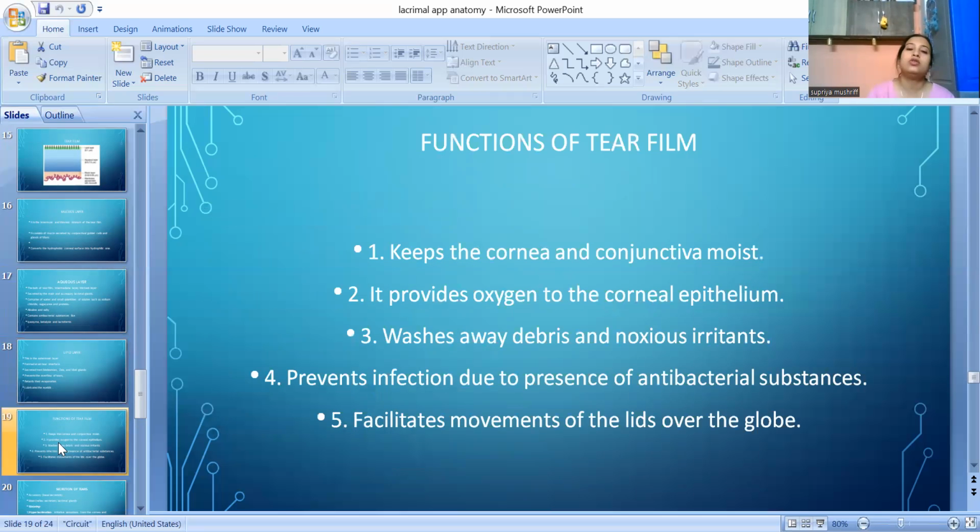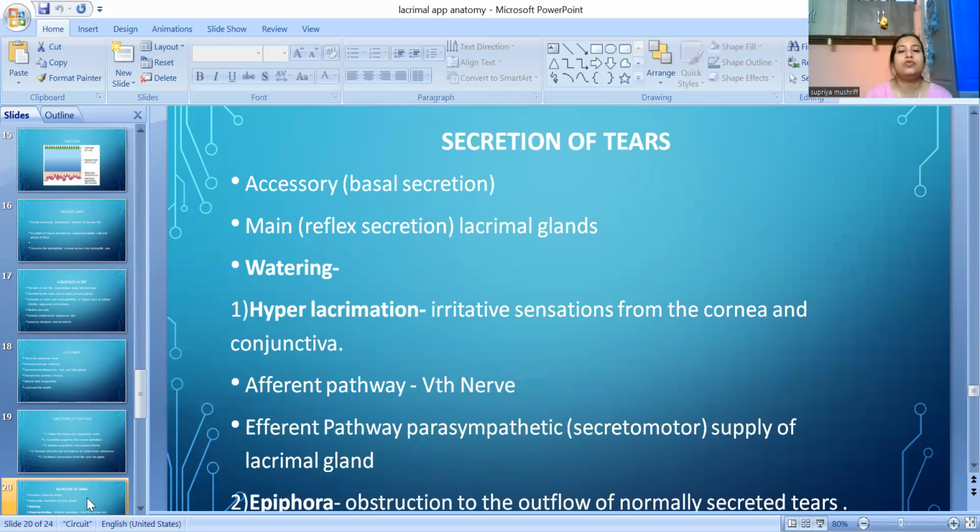Functions of the tear film include keeping the cornea and conjunctiva moist. It provides oxygen to the corneal epithelium, washes away debris and noxious irritants, prevents infection due to the presence of antibacterial substances, and facilitates movements of the lids over the globe. Secretion of tears: accessory and basic secretion, and main reflex secretion from the lacrimal gland. Watering includes hyperlacrimation due to irritative sensation from the cornea and conjunctiva. The afferent pathway is by the fifth nerve. The efferent pathway is by the parasympathetic secretomotor supply of the lacrimal gland. Epiphora is obstruction of outflow of normally secreted tears.